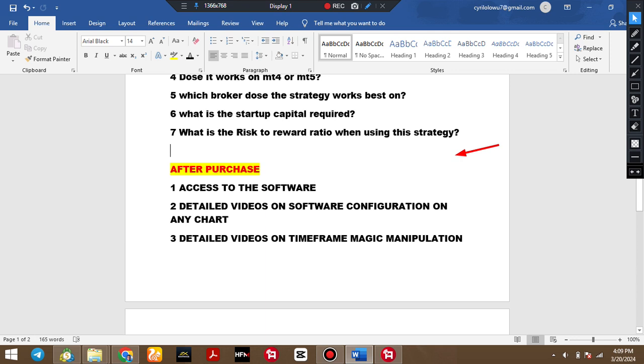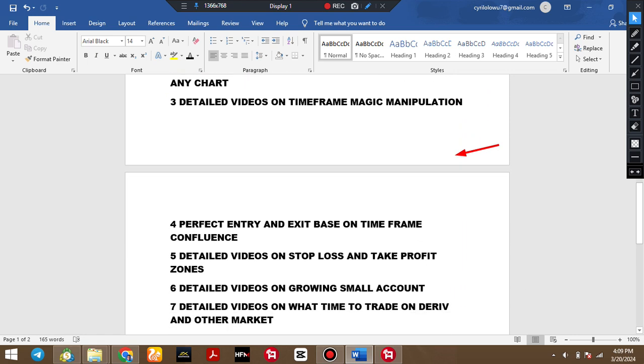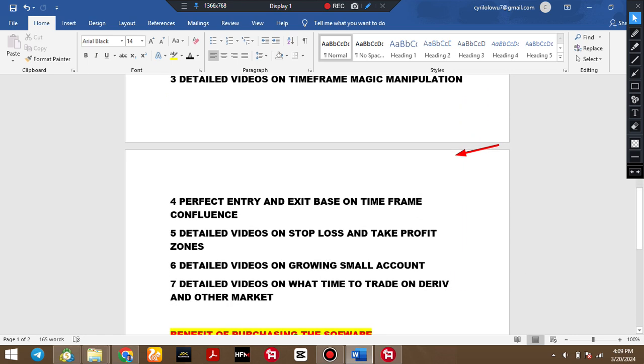Yes, I think I did little justice on that while explaining. Then number 4, perfect entry and exit based on time frame confluence. How you can take your entry and exit. So I'll still make a video to explain that for you to understand.